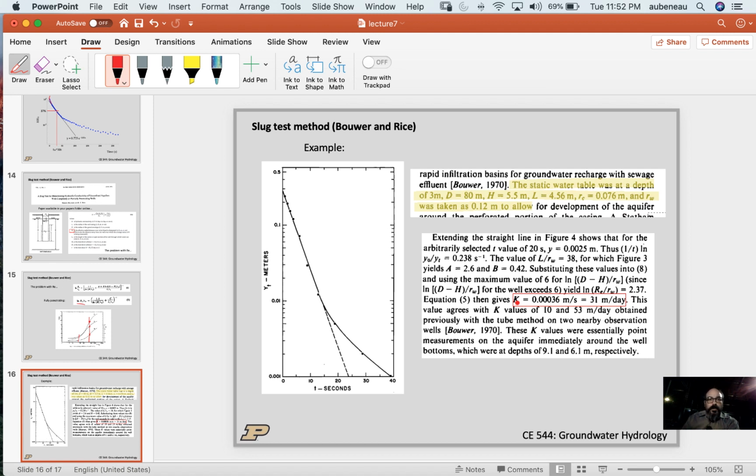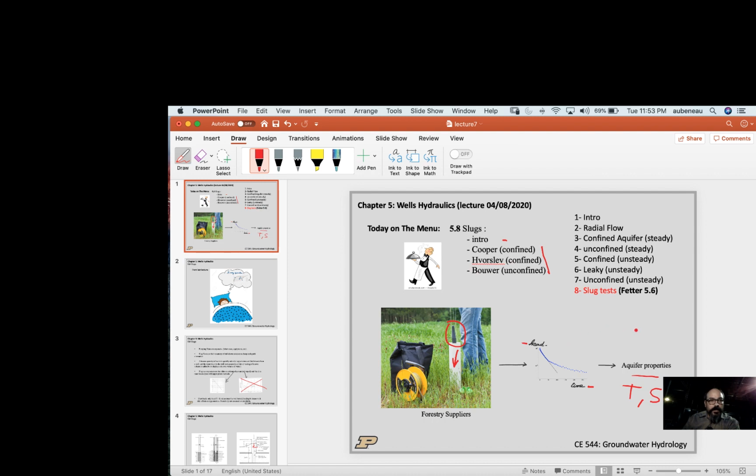Okay, well, that concludes our lecture for the day. I know it's quite a bit of information to go through, but yeah, so we've seen the 3 methods, the Cooper, the Vorslev, and the Boer and Rice. The first 2 were for a confined aquifer. The first one, the Cooper, is the graphical method. The second one is basically like a straight line method, right? If you remember from a couple of lectures back, where you just use your data, find that time at 37% down, and then you're good to go.